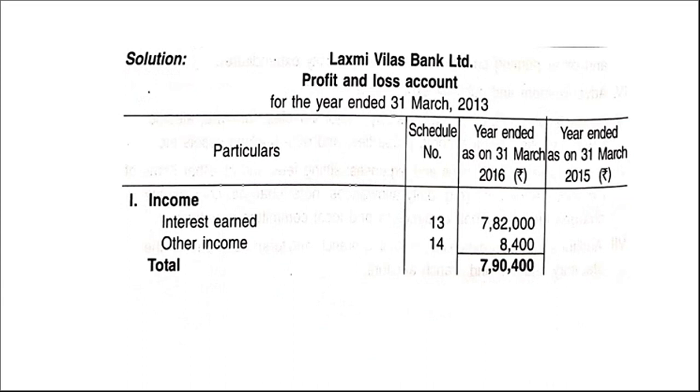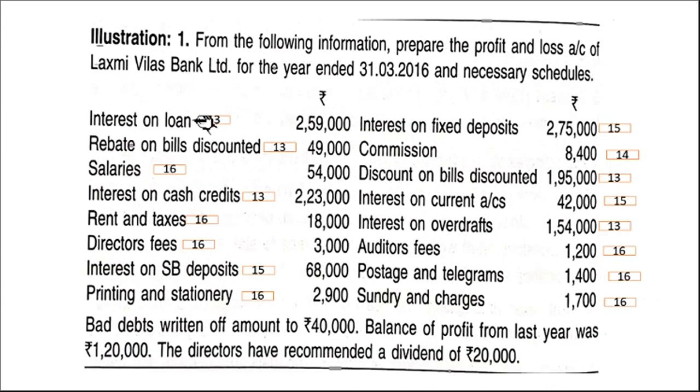So before that, let us see the various items and which schedule each comes under. So schedule 13, interest earned; 14, other income; 15, interest expended, that is interest expenses for the bank; 16, operating expenses. So one by one, the first one, interest on loan. This is income for us. We have given the loan and we are getting the interest. Income, 13. Rebate on bills discounted.